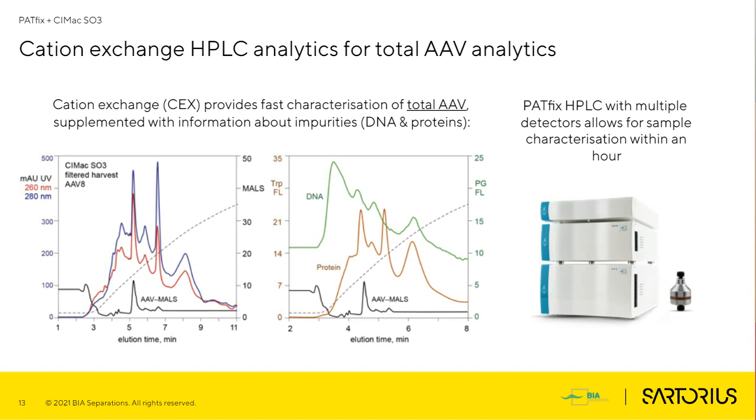On the right side, you can see an example of how you can supplement this analytics with PicoGreen staining, as well as using the intrinsic fluorescence of tryptophan to get more information about the protein content. So now this is already the type of analytics which allows you to analyze samples generated through your upstream, maybe during your process setup, or once you produce some harvest before you give it to your downstream team to purify. And you can collect a lot of useful information. However, this method gives you only total AAV.